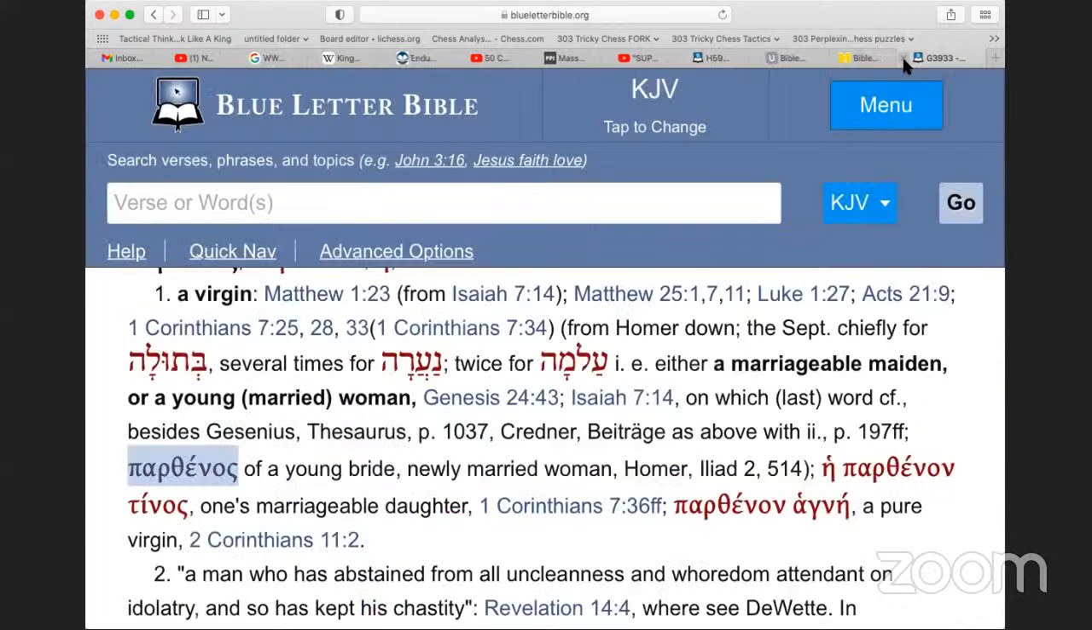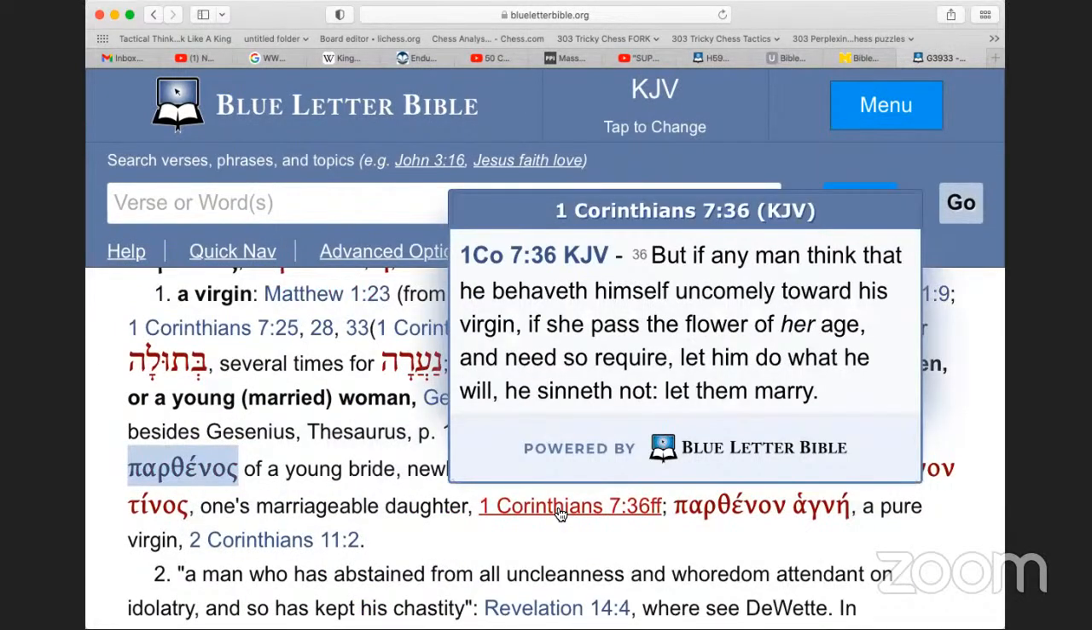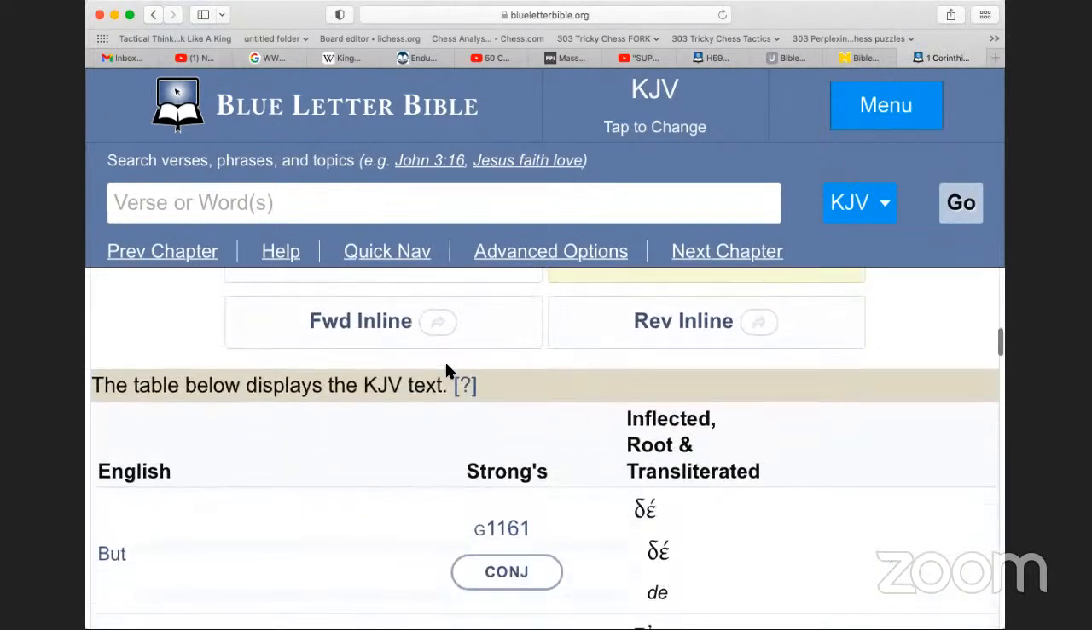That don't really tell you much. All right. But let's look at the context. Okay, so now let's go here. It says, "But if any man think that he behaveth himself uncomely toward his virgin." So is this going to mean a woman without sex? Let's see.